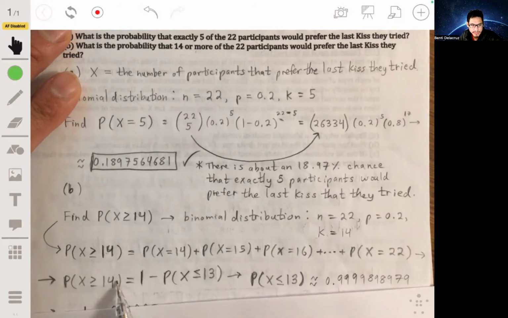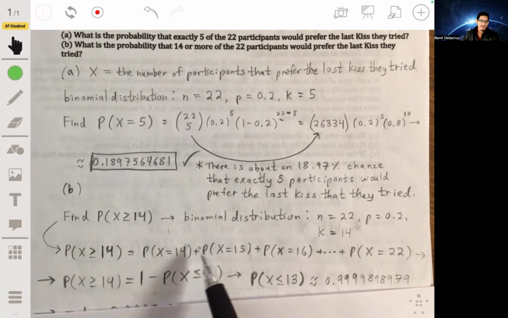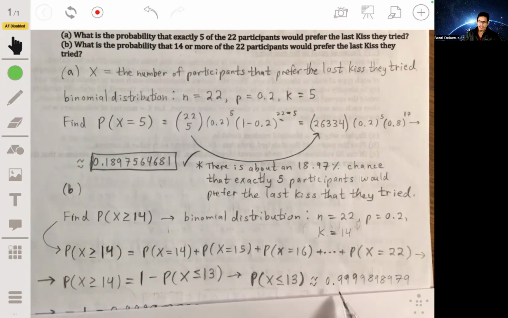So again, absorb this. All the possibilities would be that x would be 14, 15, 16, 17, 18, all the way to 22, or it could be 1, 2, 3, 4, 5, 6, all the way to 13. Remember, in probability, all the possibilities have to add up to 1. So again, in this case, the probability that x is greater than or equal to 14 will be 1 minus the probability that x is less than or equal to 13. And you're going to end up getting nearly 100%.